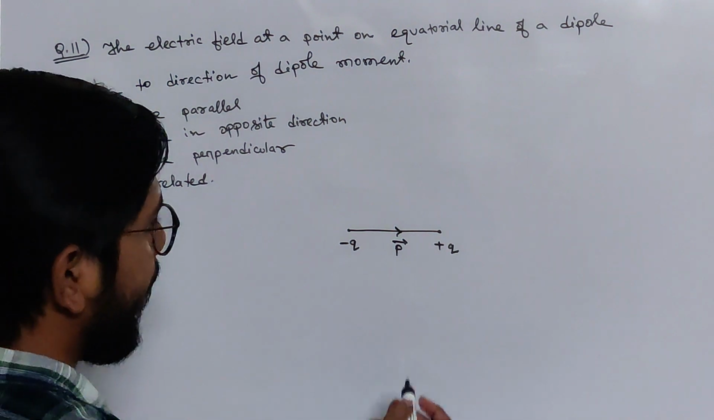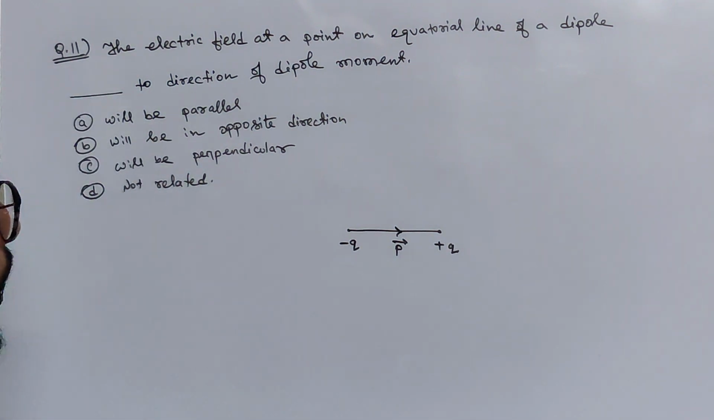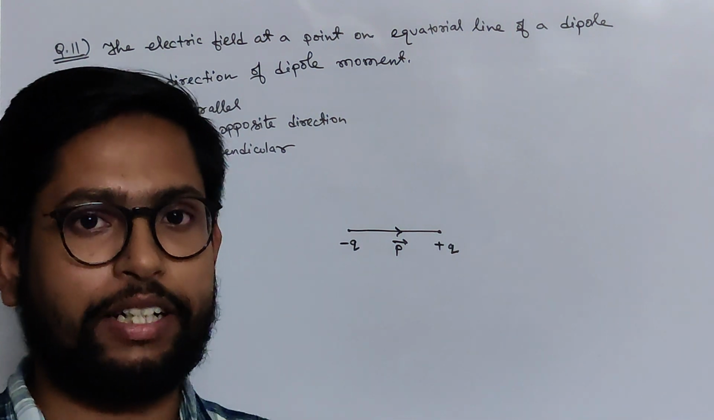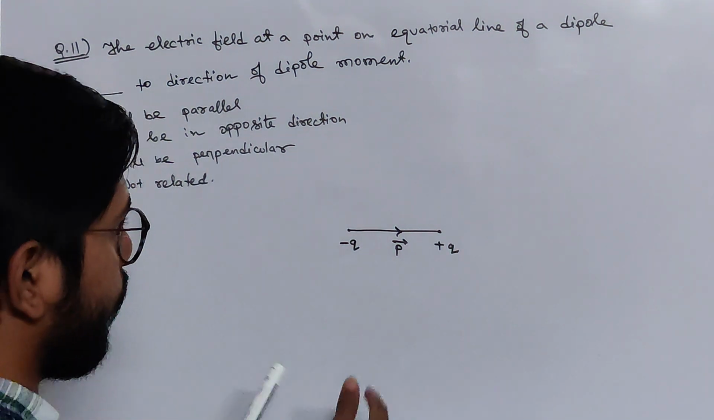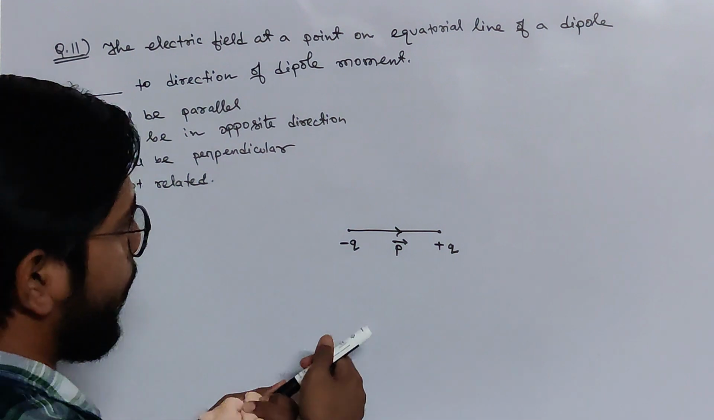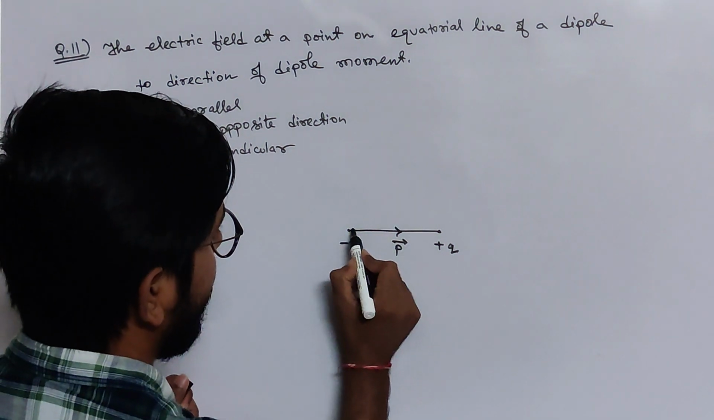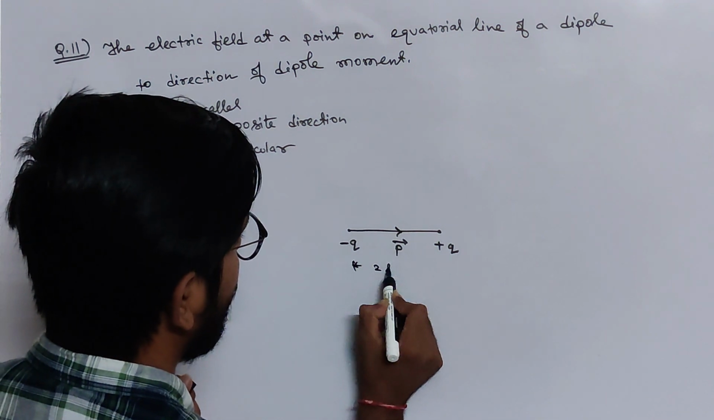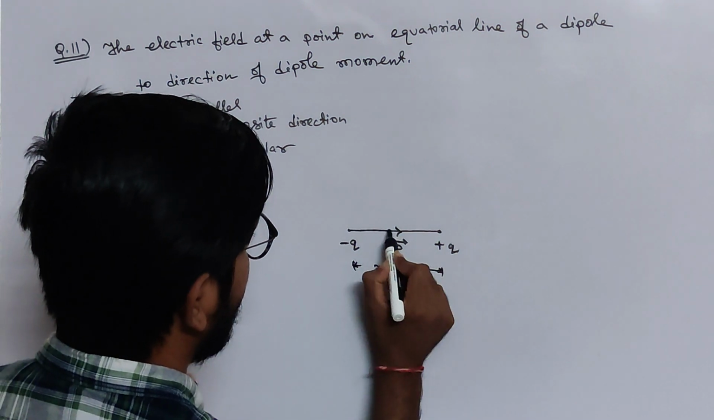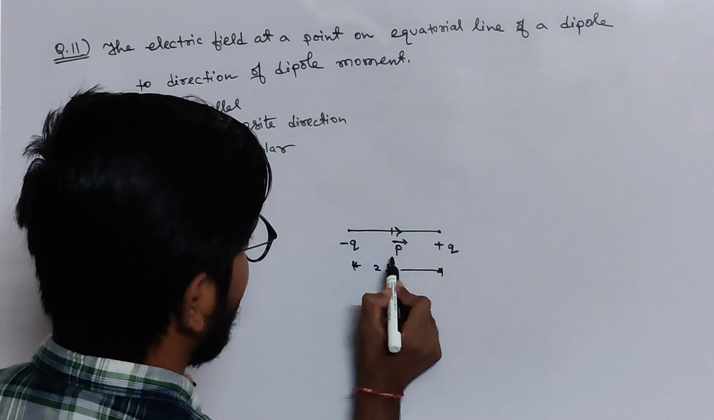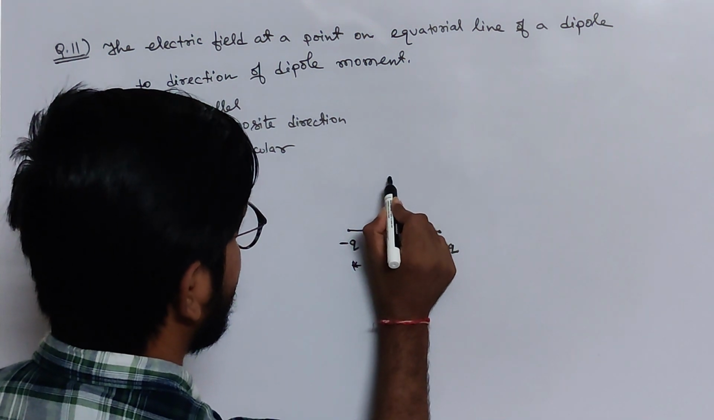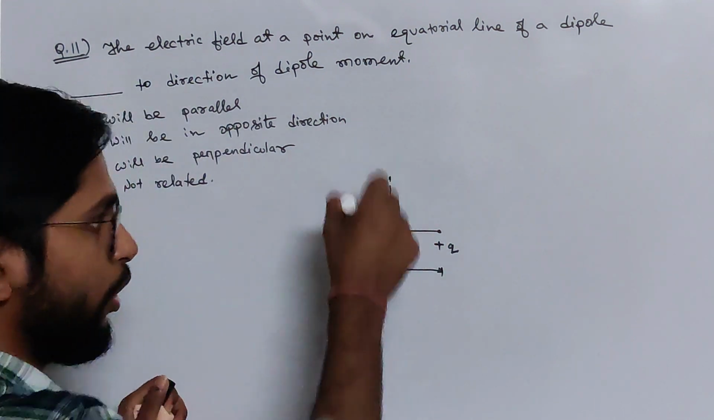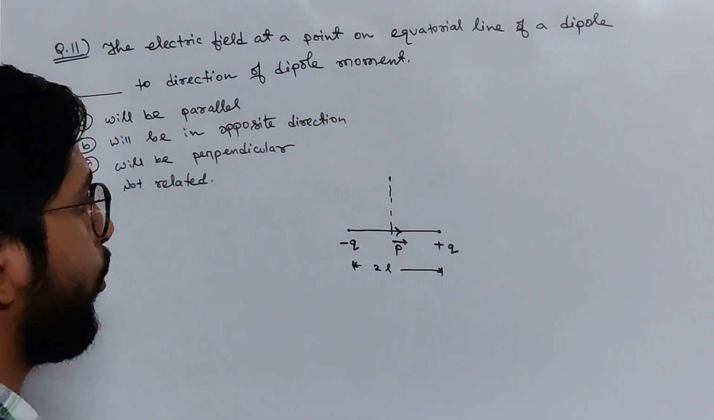And what is the equatorial line? The equatorial line is the perpendicular bisector of this electric dipole. So perpendicular bisector means, let's say this is of length 2l. If this is the length 2l, then up to this the length is l, then this is the perpendicular bisector, and this is known as the equatorial line. You know, right?